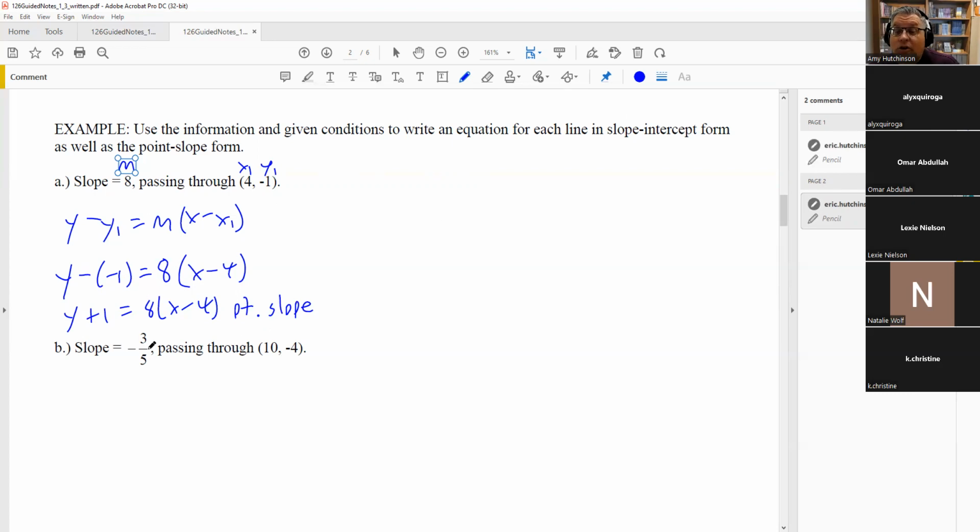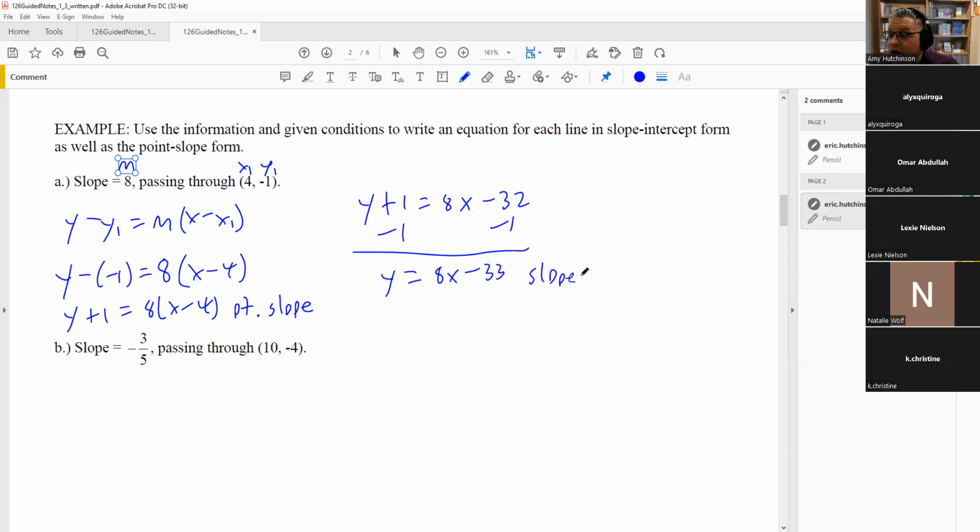But I'm going to continue with this and solve for y. Solving for y is going to put it into the slope-intercept form. So let's do that next. That's one answer already, point slope, but I'm going to keep going. I want to multiply out the 8 like this, and then I need to solve for y. I'm going to subtract the 1 from both sides, and I get y equals 8x minus 33.